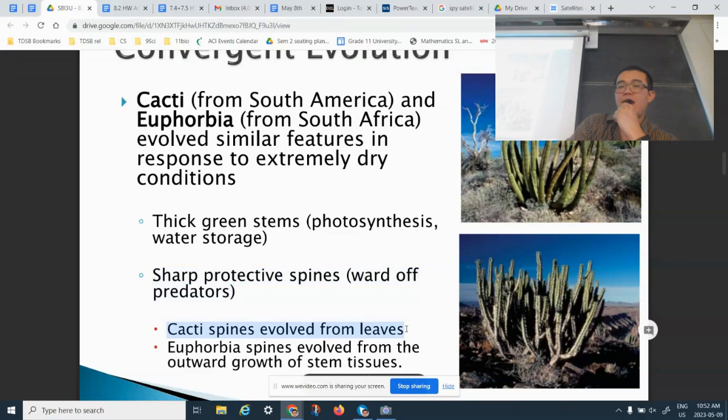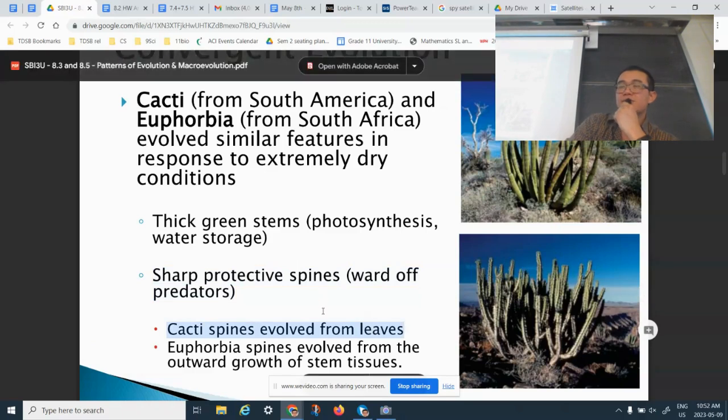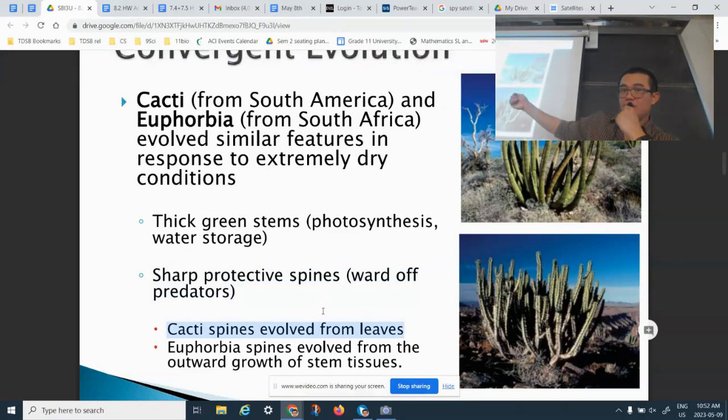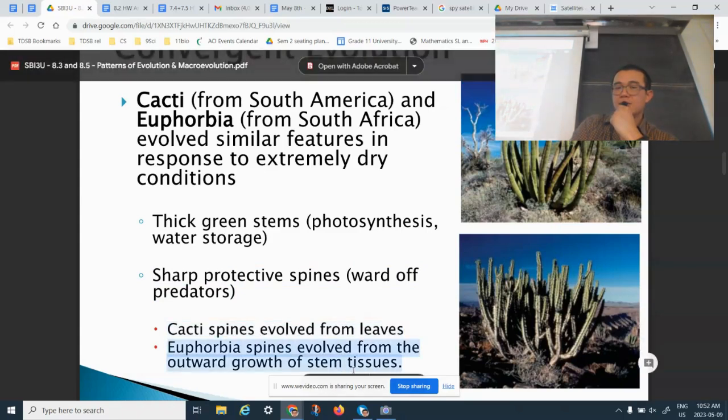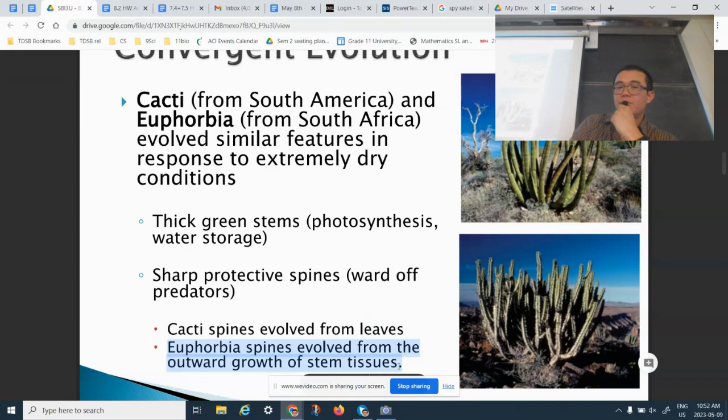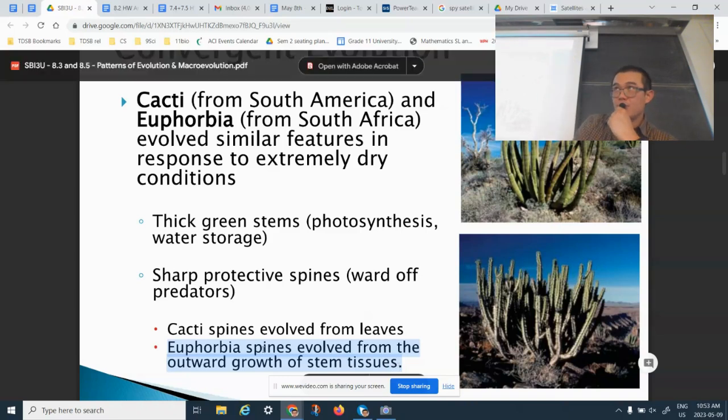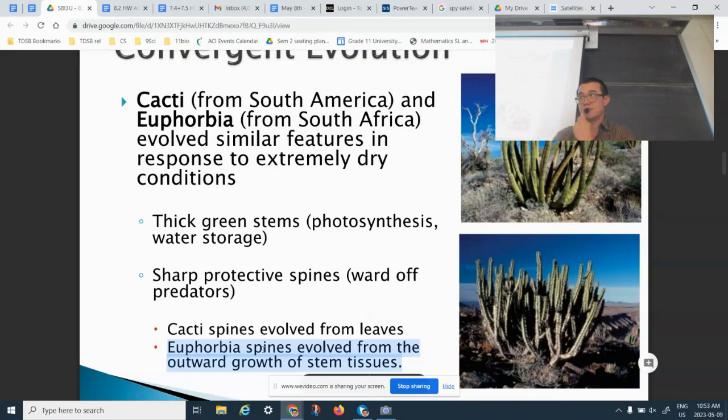Okay, cacti, their leaves slowly evolve into spikes, and this here, euphorbia, it's from their stem tissues growing out into spikes. So in this case, they do it differently.